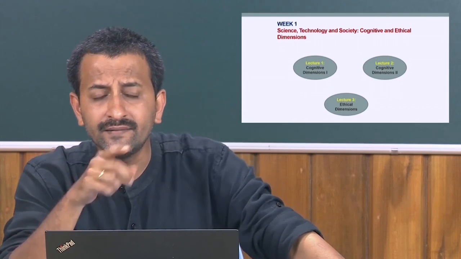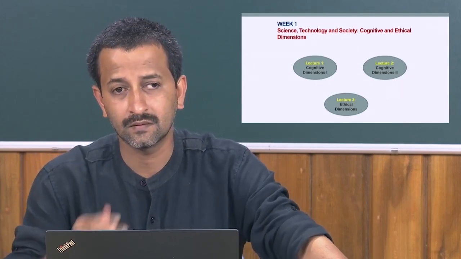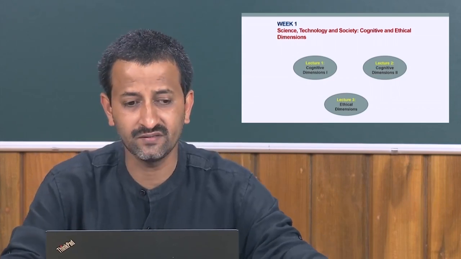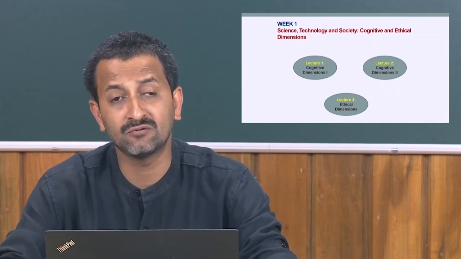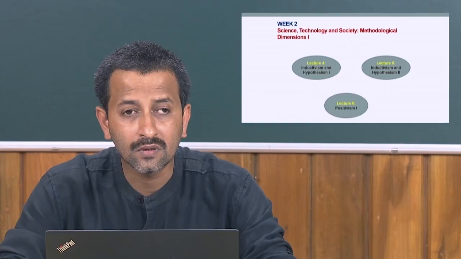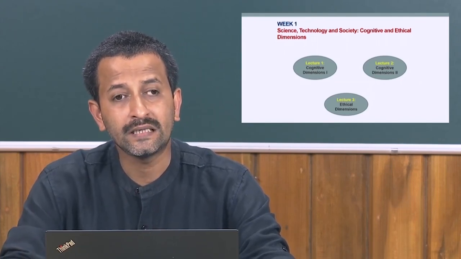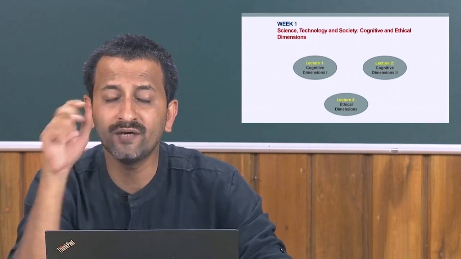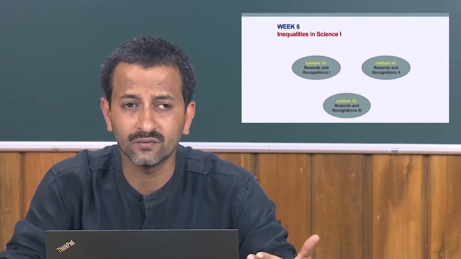Okay? And then in the third lecture we discussed ethical dimensions. In ethical dimensions, so far as the relationship between science, technology and society is concerned, we have discussed the Mertonian ethos of science, the imperatives of science, the goal of science. And then we moved on to how we have tried to look at the Mertonian ethos of science in the present day context also. And that we discussed when we tried to dwell upon inequalities in science, which we covered in the fifth week.